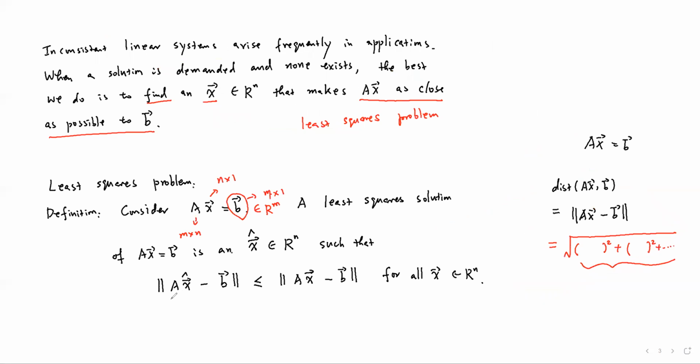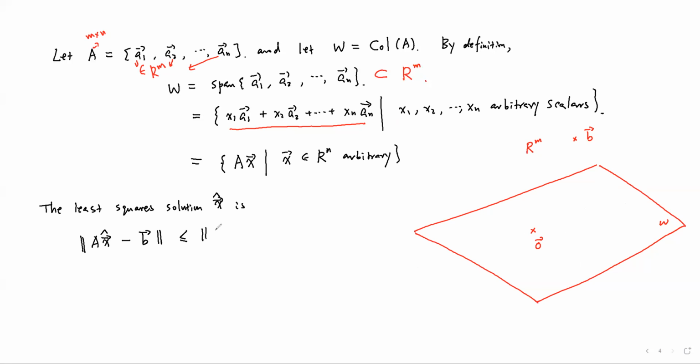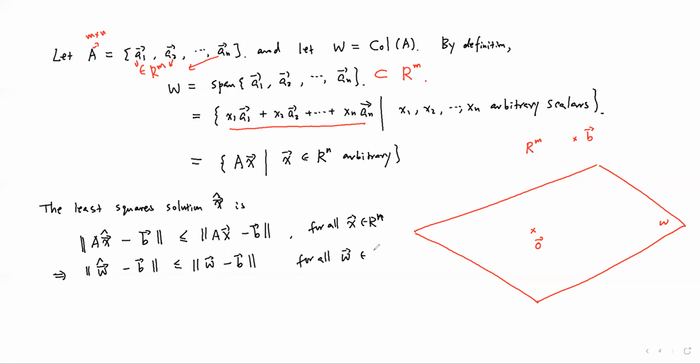Least squares, go back to the definition. The length of A times x hat minus B is not greater than the length of A times X minus B, where A times X is again a point in W. Let me denote this point W. So for all X in Rn, and for all W in W, A times X is a point in W.